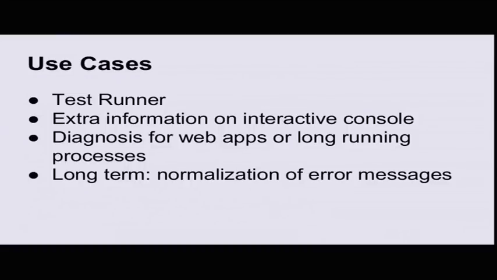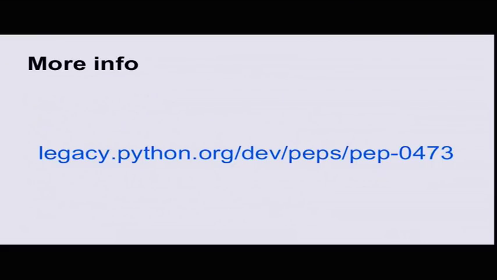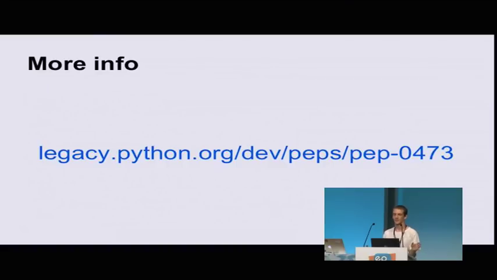The same could be possible in an interactive console like IPython, or for diagnosing failing requests in a web application or long running processes. And in the long term, the idea is with this information to provide a uniform and normalized error message for all the standard library. So if you find this interesting and want to see it implemented or have any comments, go read the PEP and send me an email.